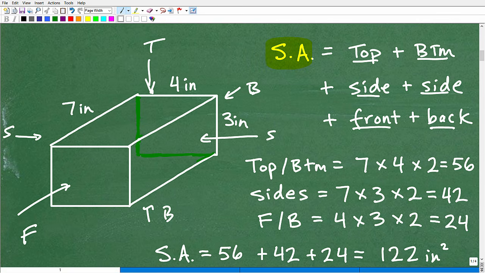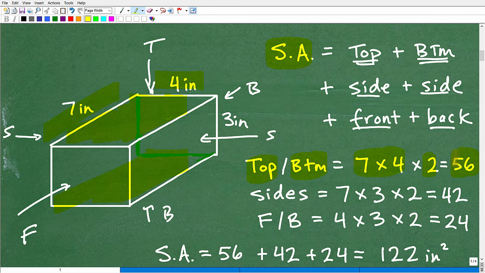We really have to focus on the figure and make sure that we are using the correct units of measure to get the right dimensions and area for these specific pieces. All right, let's start with the top and bottom, because the top and the bottom are going to be the same. The dimension of the top is 7 by 4. So the area of the top, which will be the same as the area of the bottom, is going to be 7 times 4, and we're going to have 2 of those. That's 28 times 2, so that's 56. So 56 is my total area coverage for the top and bottom.